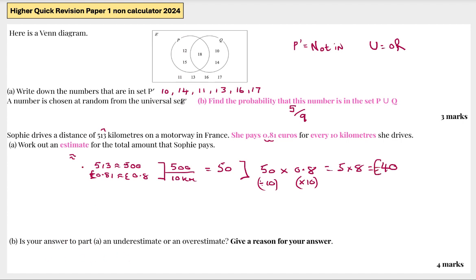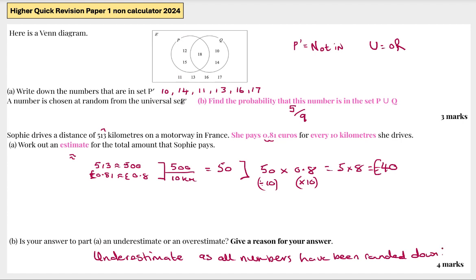Is your answer to part A an underestimate or an overestimate? Give your answers written down. So I'm going to put here it's an underestimate, as all the numbers have been rounded down. Or something along those lines.